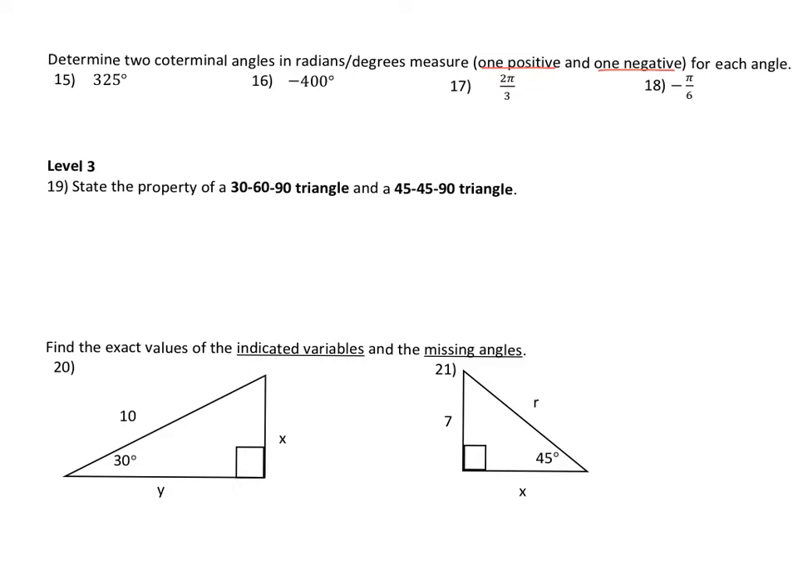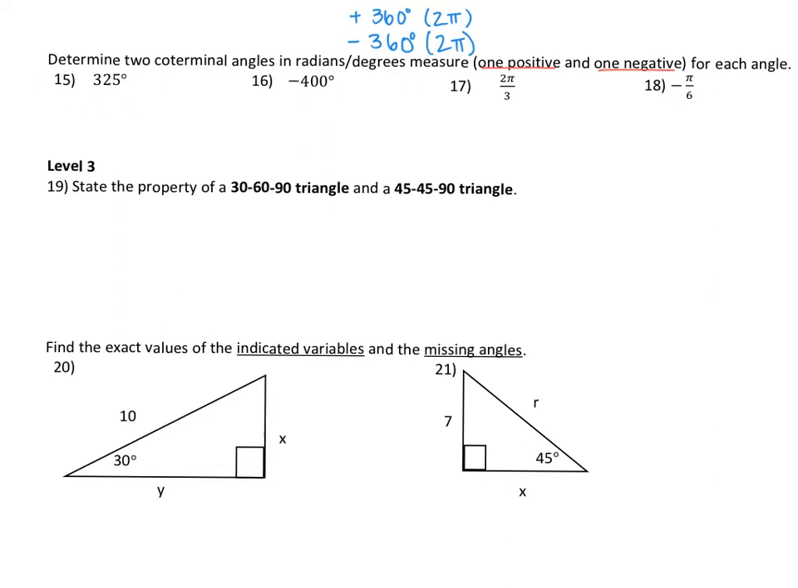So in this case, the way we can figure out a coterminal angle is to go one revolution around. In other words, we can add 360, that's one full circle, or that's also equivalent to adding 2 pi in radians. Or you can subtract 360, or subtract 2 pi.